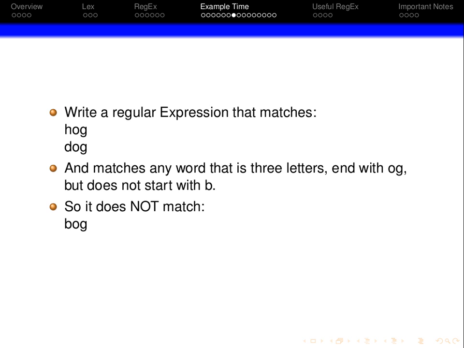All right, what we got? Right, that matches hog and dog and matches any word that has 3 letters, ends with OG, but does not start with a B. So square brackets caret B, then OG. There we go, because that caret says it doesn't start with B.